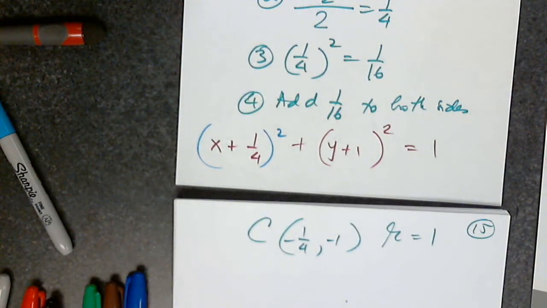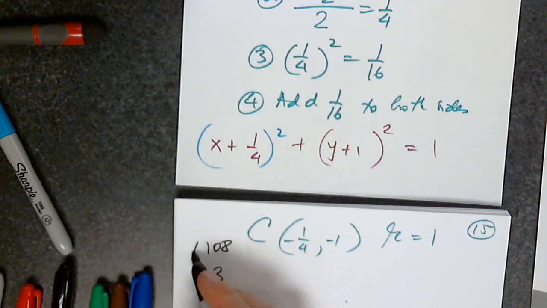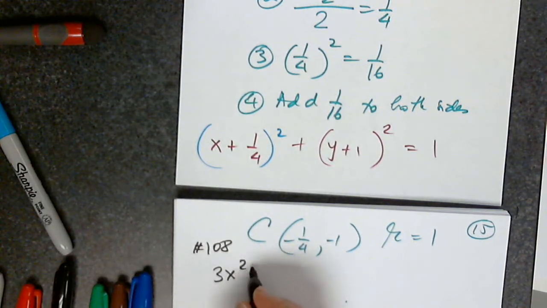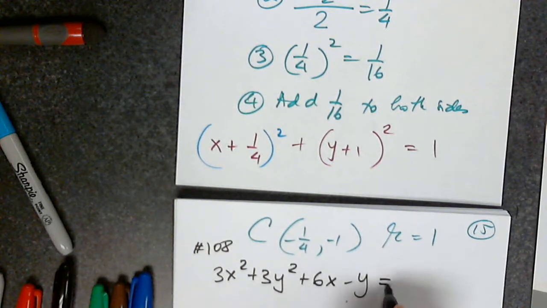Okay, please choose now. Anything from 103 to 108. 109, I'm sorry. No, 108. And 9 and 10 will choose a problem. So which one? We do 108. Yes. So we have 3. So this is 108: 3x squared plus 3y squared plus 6x minus y equals 0.